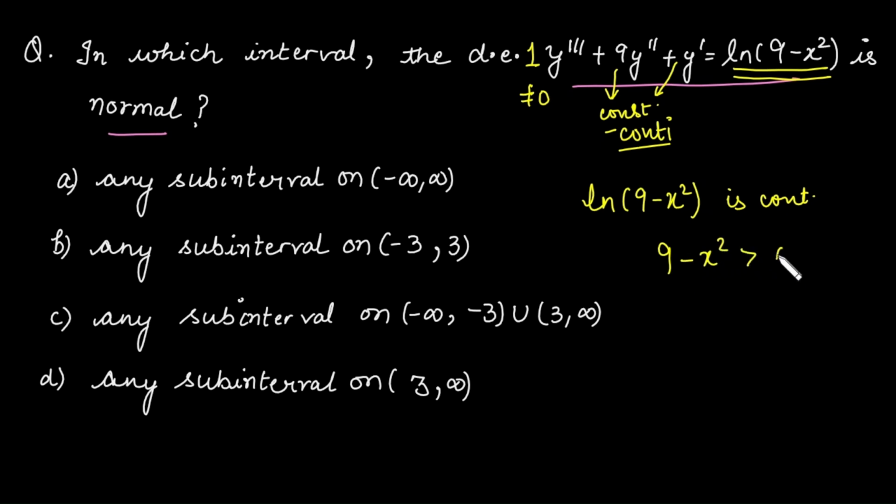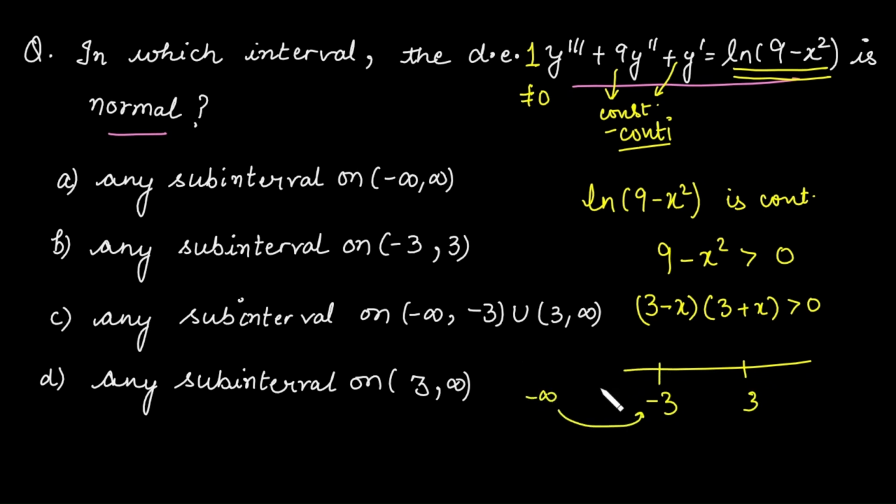Now this quantity is greater than 0 when? So we need to observe. In the next step, we can write this as (3 minus x)(3 plus x) greater than 0. Now this is getting a 0 for two points, that is minus 3 and 3. So now check on this side, minus infinity to minus 3, whether this quantity is positive or negative.